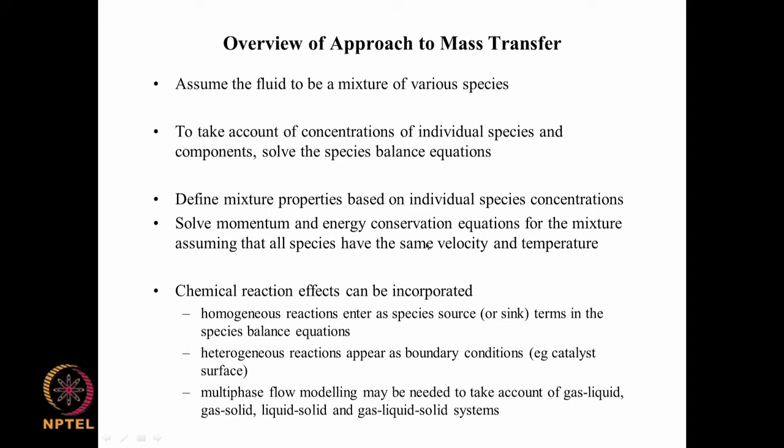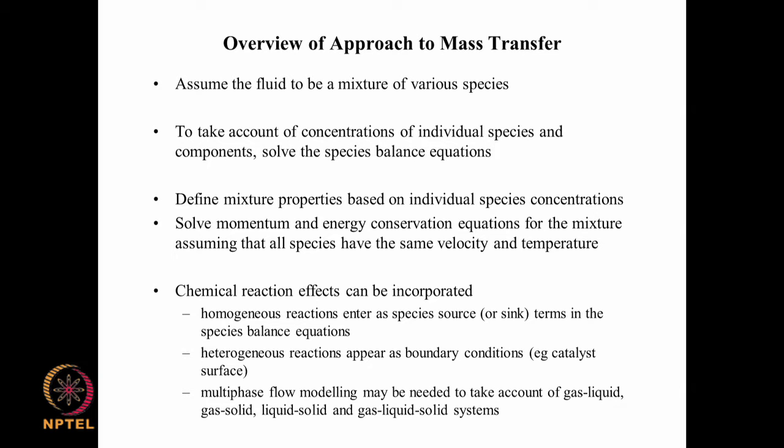We assume the fluid to be a mixture of various species, and we take account of the concentration of individual species and components. For this we solve a species balance equation, and we define mixture properties based on individual species concentrations, and we solve the momentum and energy conservation equations for the mixture rather than for the individual species. If we do that for everything, then we have too many variables and it is not worth all the trouble. It is possible to make some simplifying assumptions, which can be restrictive in certain cases, and reduce the complexity of the problem to a mixture momentum balance equation and a mixture energy balance equation, but a species mass balance equation.